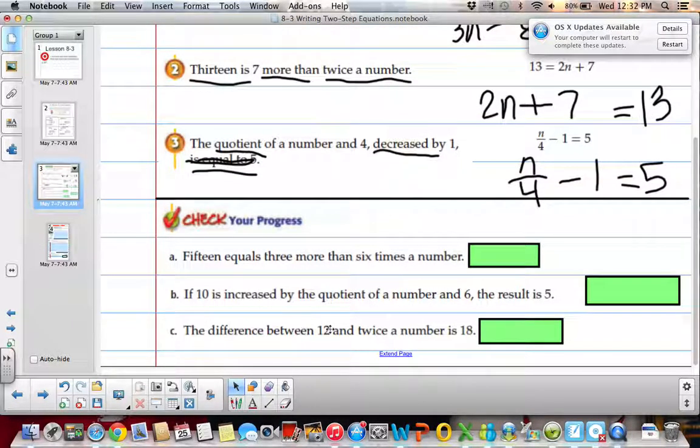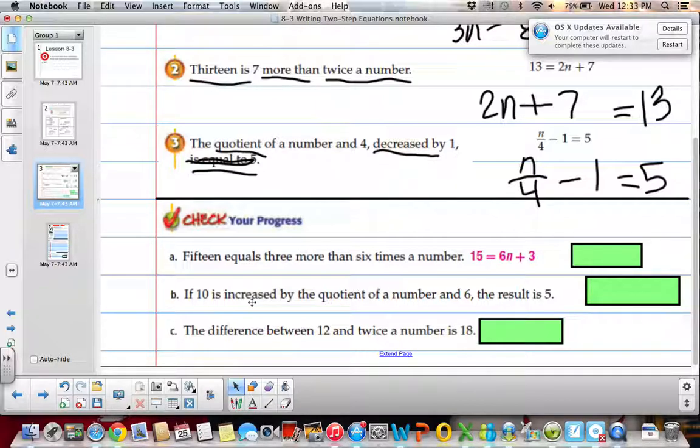Okay, I want you to take a second, pause me, and do A, B, and C. So if we have 15 equals 3 more than 6 times a number. So 15 equals, and then 3 more than, so we're adding 3, 6 times a number. So you should have 15 equals 6n plus 3, or 6n plus 3 equals 15. Because we have 6 times a number, 6n, plus 3 equals 15.